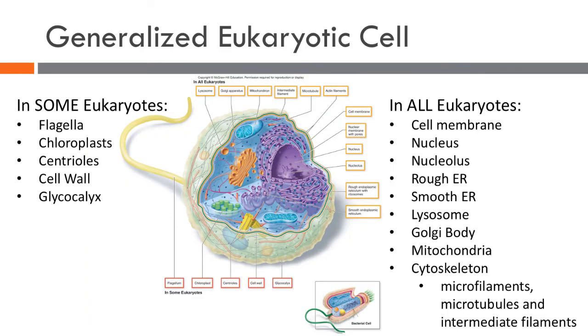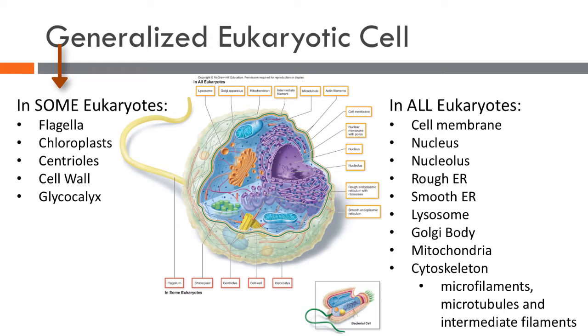This is a picture of a generalized eukaryotic cell. If you look at the list on the right, you can see a partial list of structures that you would find in all eukaryotes. You are responsible for knowing the structure and function of each of these items. In the list on the left, you can find things that are found in some eukaryotes. Some of them have them, some of them don't.